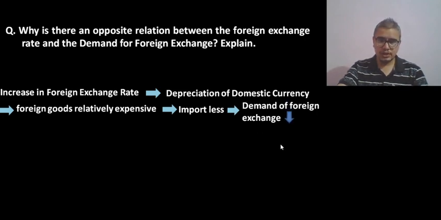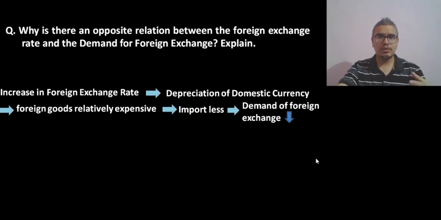Clear? Now if we see the first term and the last term in this flow chart, it clearly shows us a relationship. That is, whenever there is an increase in foreign exchange rate, there will be a decrease in demand for foreign exchange. Okay, why does this occur? We have already explained the process of why this is happening.